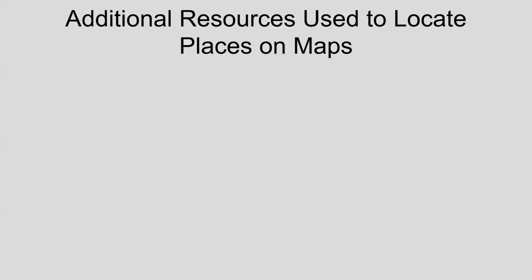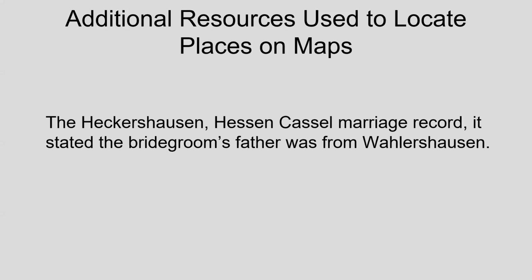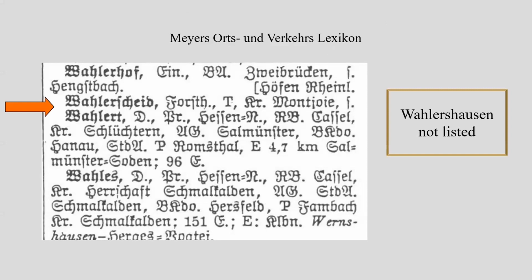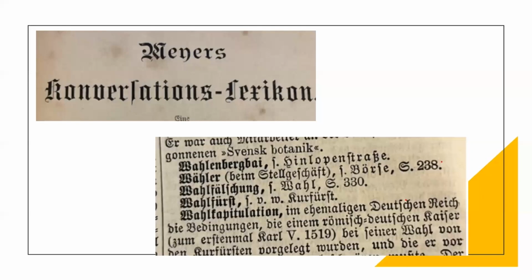Additional resources used to locate places on maps. In Heckershausen, Hessen Castle, the residence was given in the marriage record. It stated that the bridegroom's father's residence was in Wallershausen. A search was made in the Meyers Gazetteer for Wallershausen, but it was not listed. In webinar number 3 on understanding German records and jurisdictions, it was mentioned that if what appears to be a German locality is not listed in the Meyers Gazetteer, you should check the Meyers Konversationslexikon or the Meyers Encyclopedia in case it's a cultural or topographical area. As you can see, a search of the Meyers Encyclopedia was also negative.